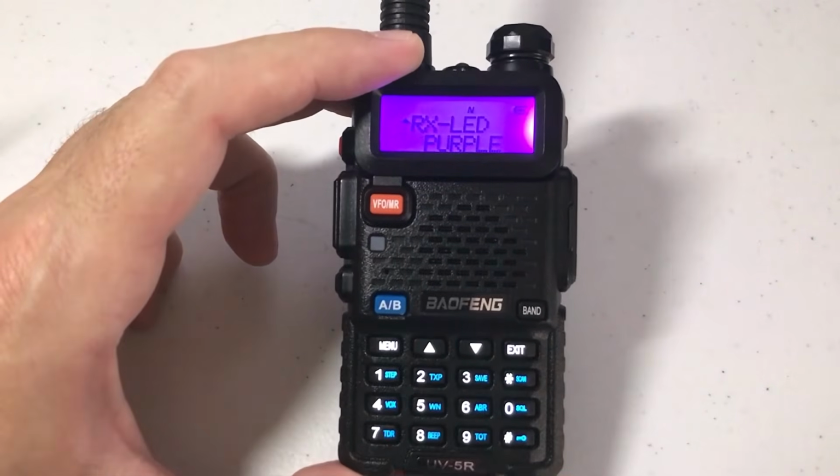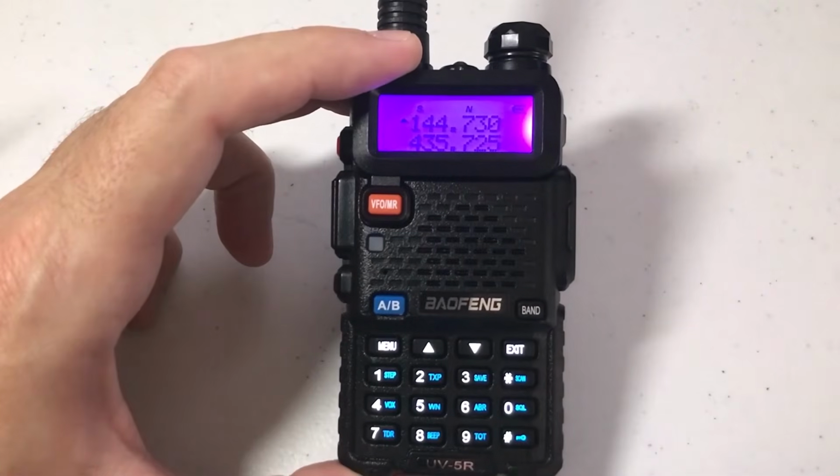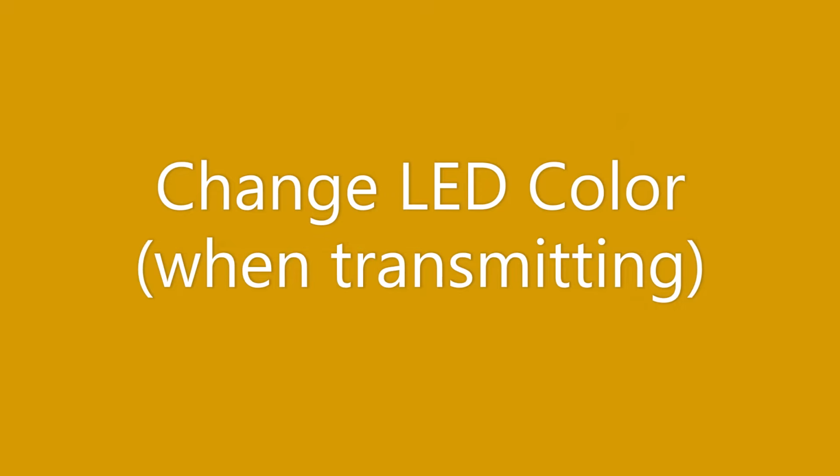Press menu to confirm the setting, and then you can press exit to exit the menu, and you've successfully adjusted your display illumination for when you're receiving.